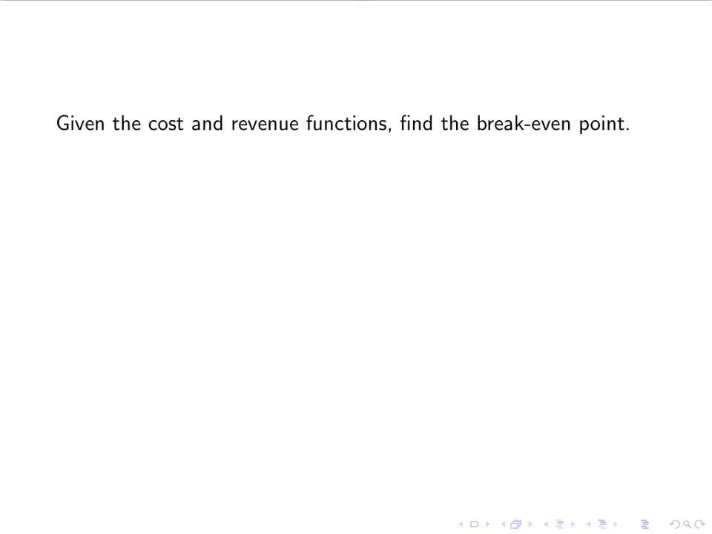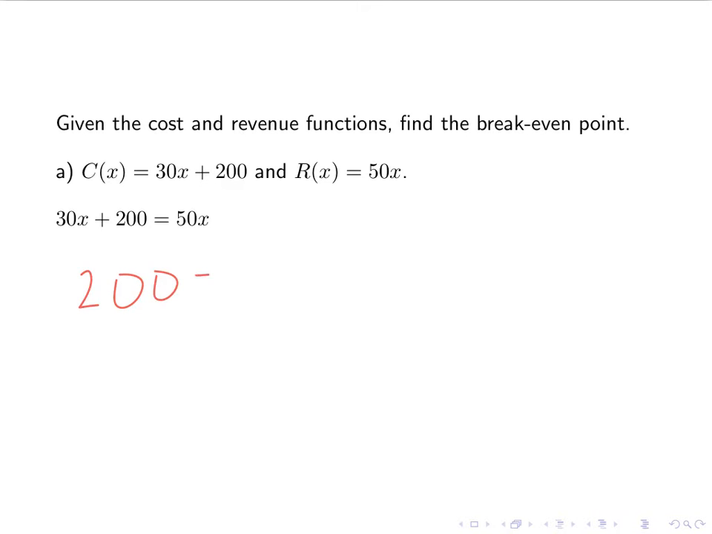So given the cost and revenue functions, find the break-even point. The cost function is 30x plus 200, and the revenue is 50x. So again, the break-even point is when they are equal. So we're going to set them equal: 30x plus 200 equals 50x. And then we just solve it. So we put all of our x's on one side. So I'm going to subtract 30x from both sides, and then divide by 20, and x is 10.